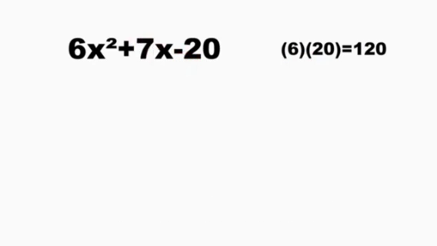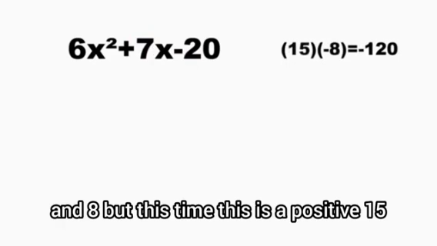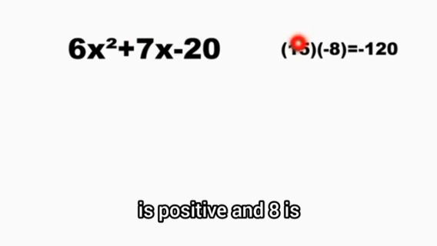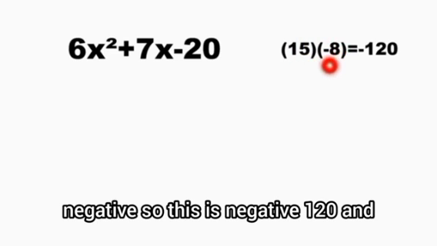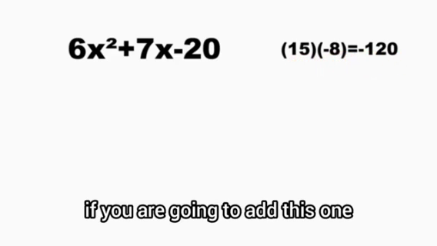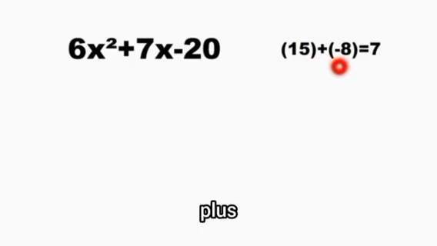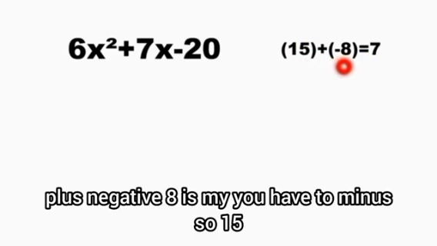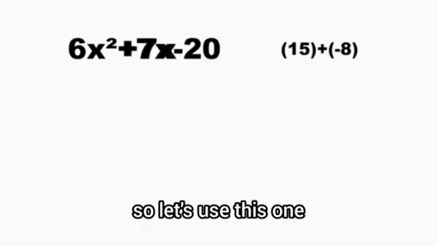So we use the 15 and 8, but this time 15 is positive and 8 is negative. So this is negative 120, and if you add these, this will give an answer of 7. This 15 plus negative 8, you have to subtract, so 15 minus 8 is equal to 7, and this is the middle term.